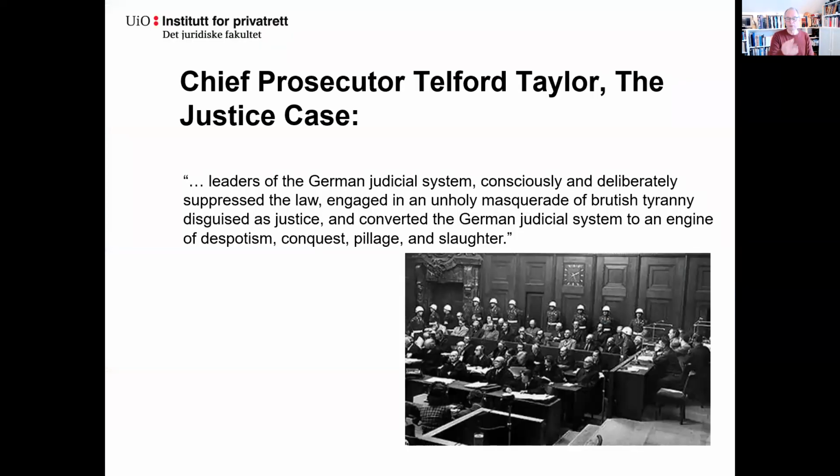Another example, which I'm going to talk about in the next lecture, is the legal order of the Nazi state from 1933 to 1945. Within these few years, the court system developed from being a paragon and an example of a rule of law state to becoming what was characterized during one of the Nuremberg trials against leaders of the Nazi legal system.